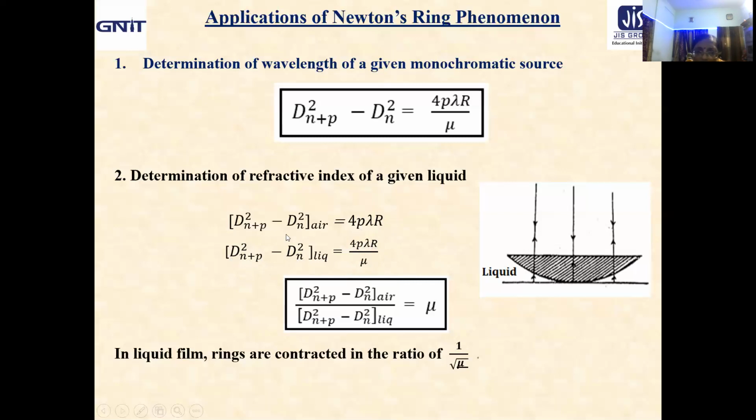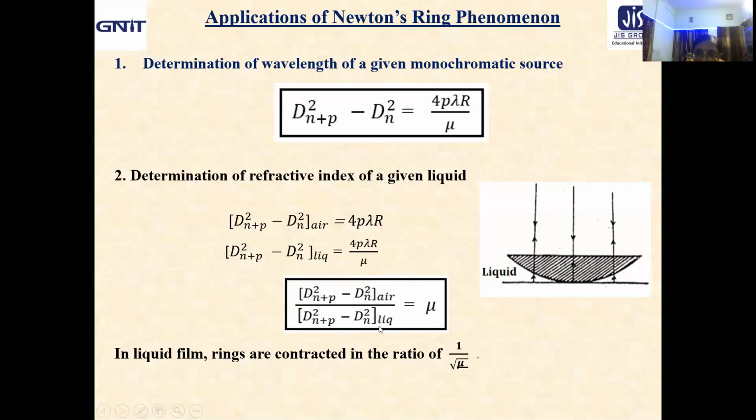So how to get it? Take the ratio. It is known to you. These parts will cancel out. Mu will be obtained. Okay. That means by taking the diameter of two rings in air film and then repeating the experiment in liquid film by injecting a few drops of liquid in the space between the lens and the glass plate, you can very easily determine the refractive index of the liquid film.